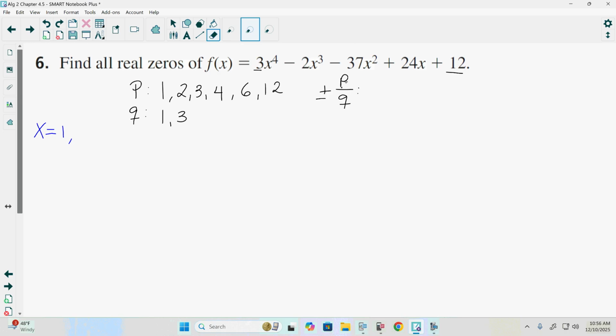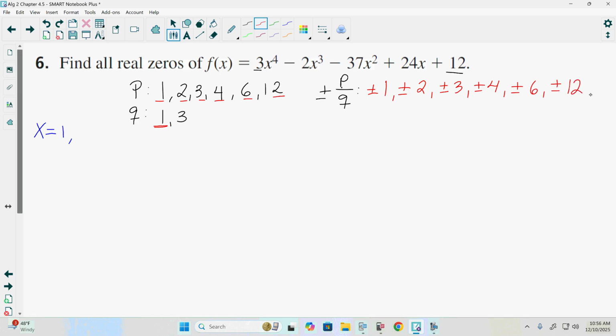Now we're going to divide every p value by every q value, and we're going to put plus and minus in front of it. So I always start with the first q value of 1. We're just dividing by 1. Realistically, that's just going to give us these 6 values back. Because 1 divided by 1 is 1, 2 divided by 1 is 2, 3 divided by 1 is 3, 4 divided by 1 is 4, 6 divided by 1 is 6, 12 divided by 1 is 12. Dividing by 1 doesn't really do anything.